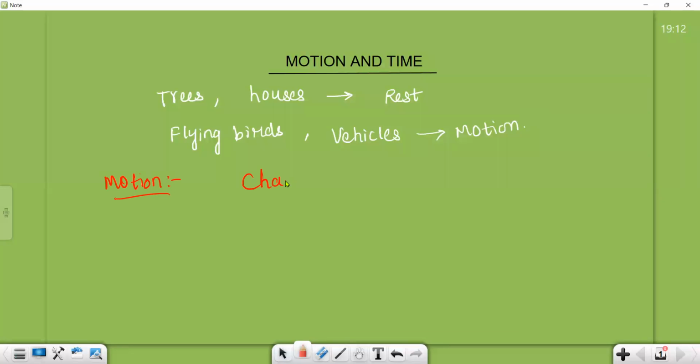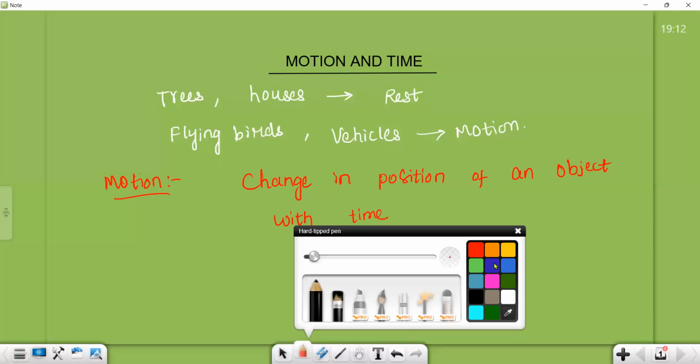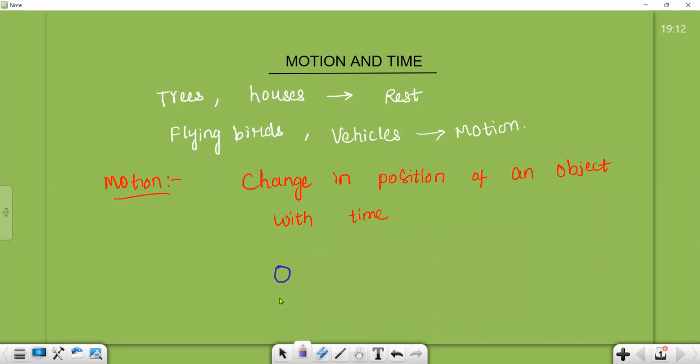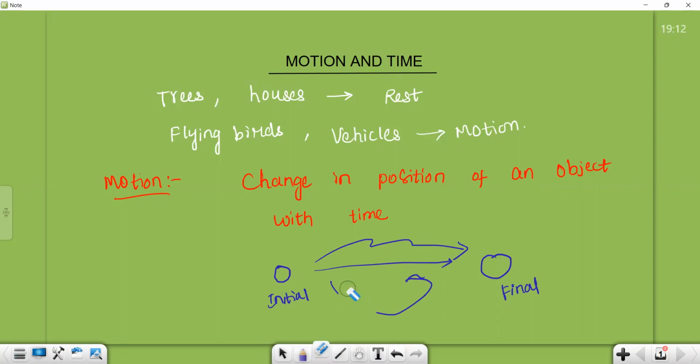Motion is change in position of an object with time. Understood? Suppose let us consider an object is here initially. After some time it came to here. It moved. Irrespective of how it moved, whether it has gone in a straight line or in a zigzag manner or a circular manner, that doesn't matter. So it is moving, isn't it?